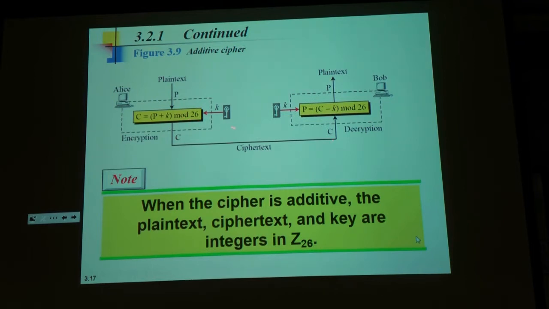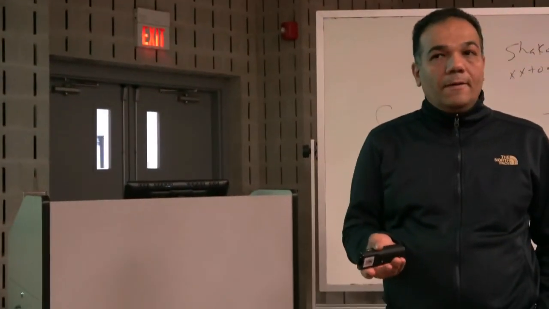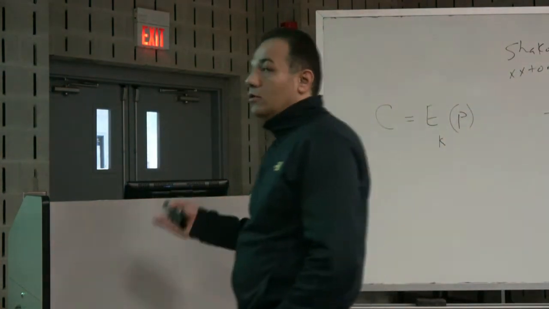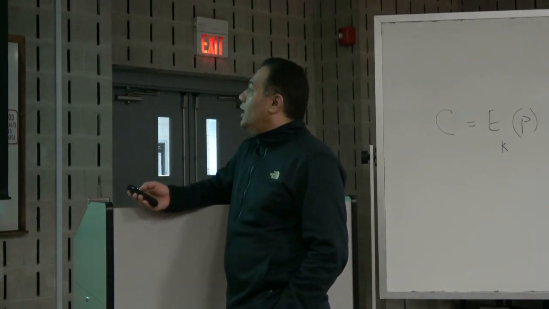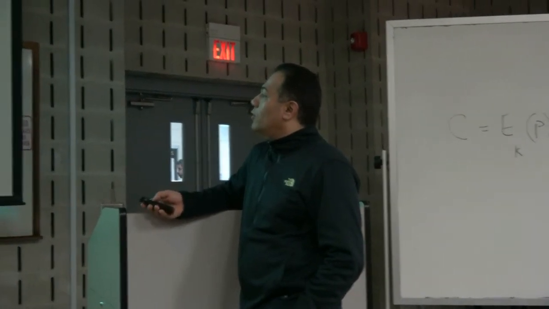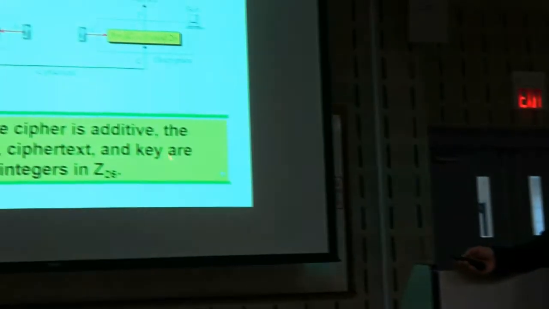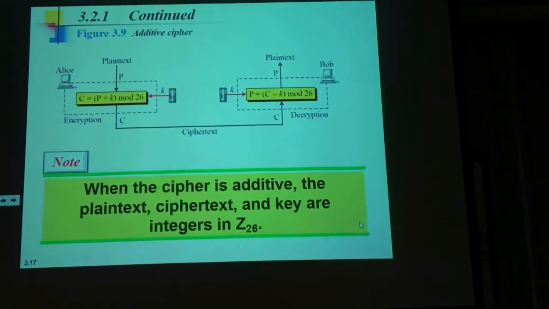So what's the key in here? It is K. And you're going to send it. When you receive the C, what you do is C minus K modulo 26, which gives you the plain text. In the transmission, all we did was add K, which is the key. The key should be a number, could be any number, and in here we remove it. That's why we call it additive. The plain text, ciphertext, and the key are integers in Z26.